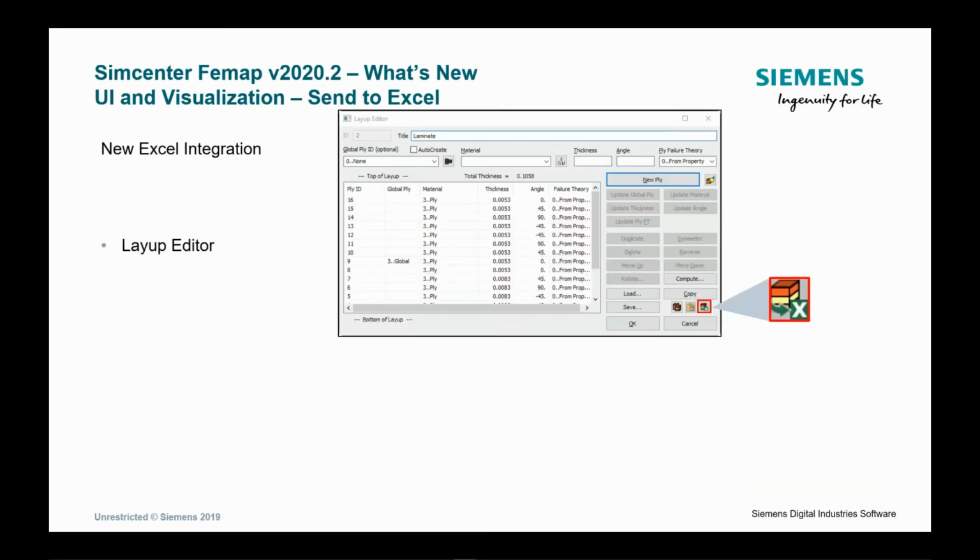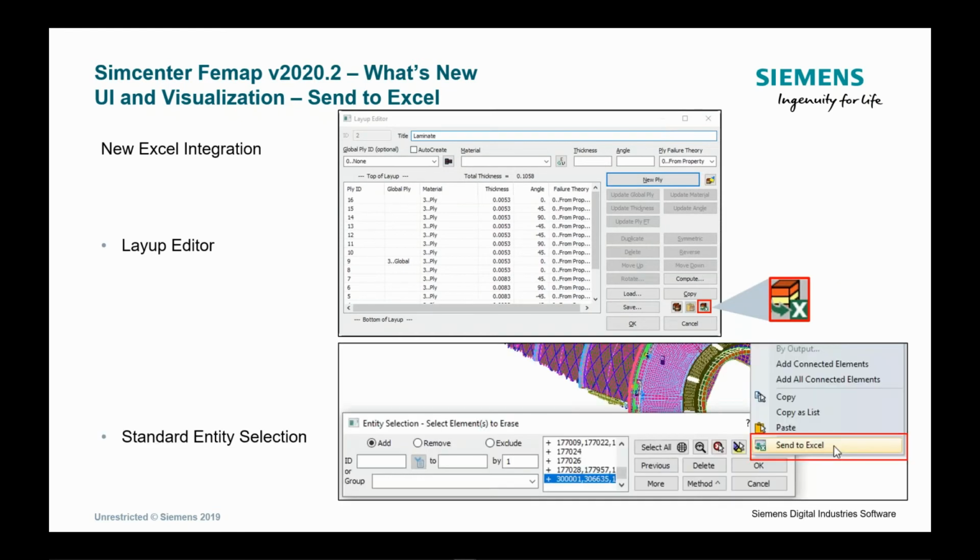Okay, there's also integration with the layout editor and the standard entity selection. You know, previously, if you wanted this layup data, you'd have to copy it and then open up Excel, paste it in, and now it'll just shoot it straight into Excel for you. Same with the standard entity selection. If you want to save a certain amount of nodes or elements off to Excel, you can just send it to Excel instead of going through the normal process.